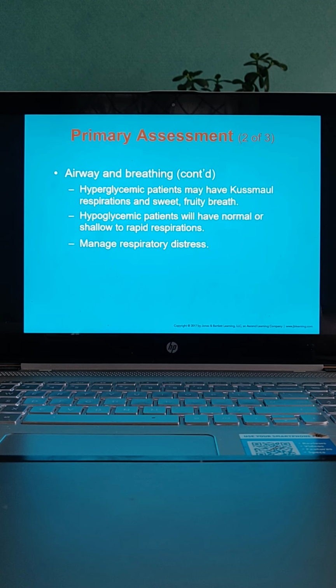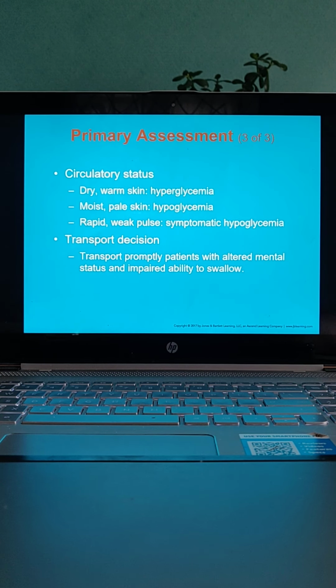Okay, hypoglycemic patients will have normal or shallow to rapid respirations, anywhere in between. If they're in respiratory distress, handle it. You know what to do. Circulatory status. Dry, warm skin is going to be for a hyperglycemic patient. Hypoglycemic, they're going to have moist, pale skin. A person in a hypoglycemic emergency, that is a massive life threat. It comes on very quickly, and it's very dangerous.